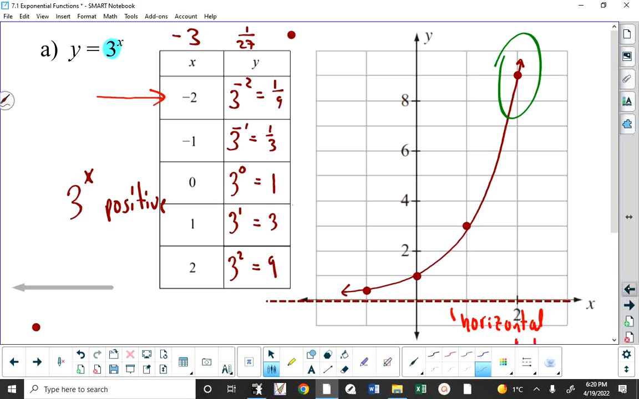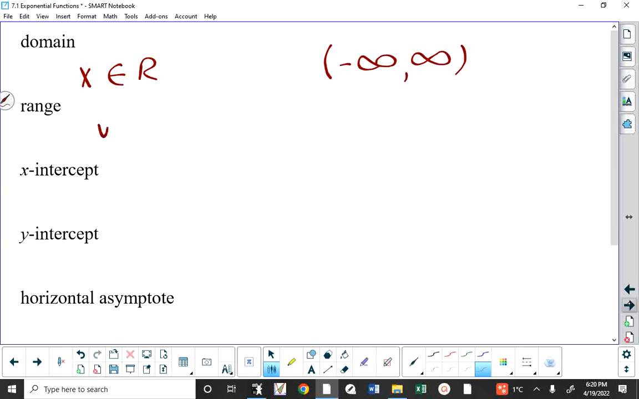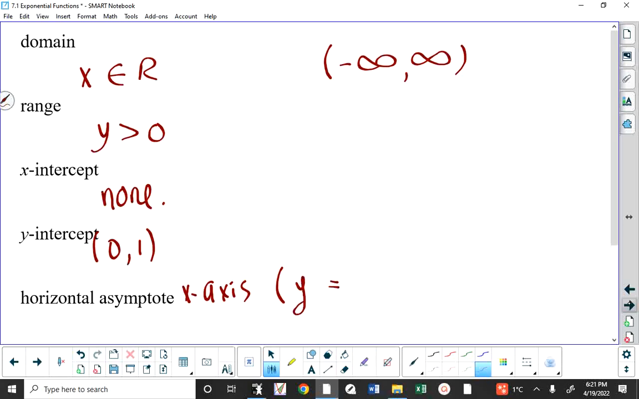It's hard to imagine, but that graph will get infinitely close on the left to that horizontal asymptote. There's no real limit to how close it can get, so what we're going to say for the range is y is greater than 0. The x-intercept? Well, there isn't any. That graph never touches the x-axis. The y-intercept is at 0, 1, and the horizontal asymptote is the x-axis, or the line y equals 0.